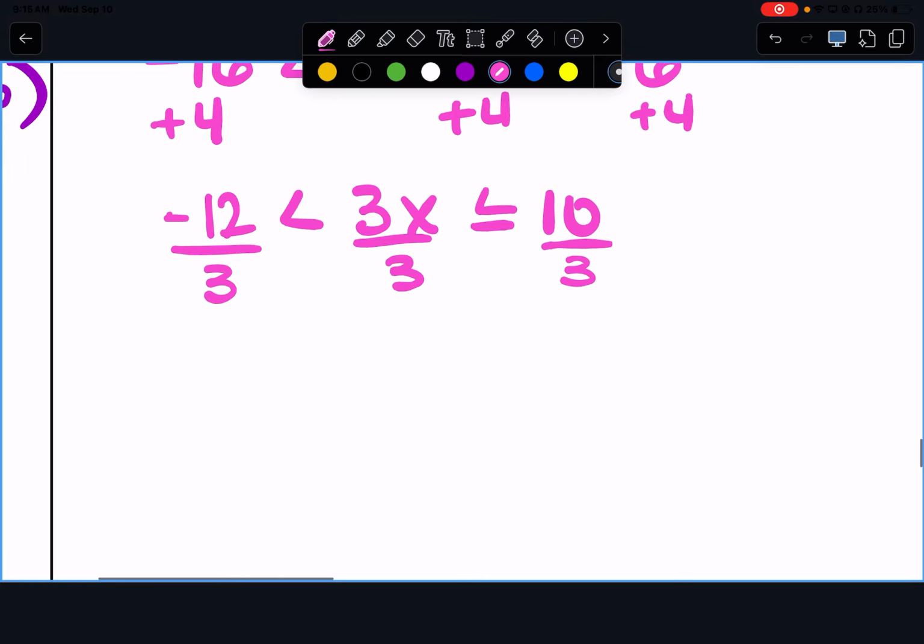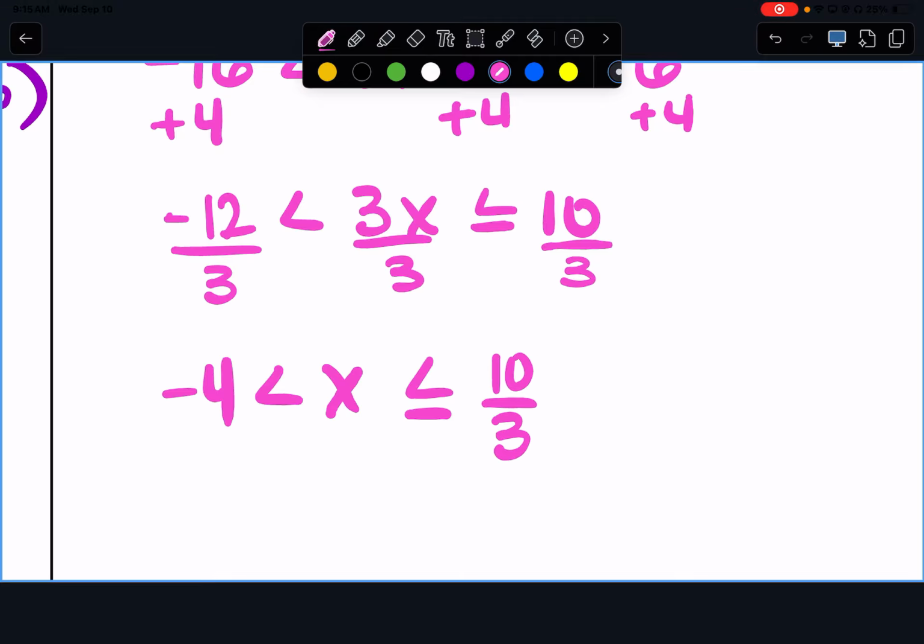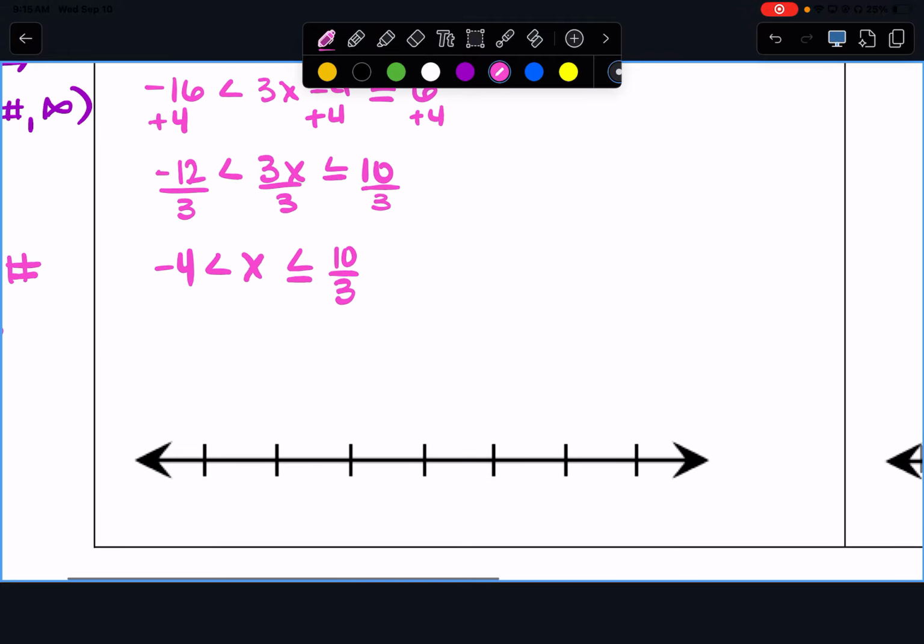Negative 12 divided by 3 is negative 4, less than x, less than or equal to, can I simplify 10 over 3? So we just leave it. Now we're going to do negative 4, open or close circle? And then we have 10 over 3. Closed. Now, together or apart? Together.